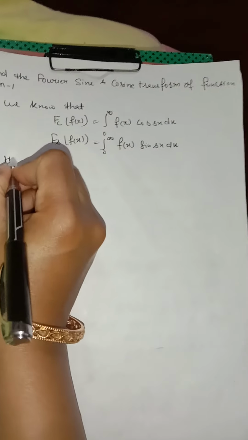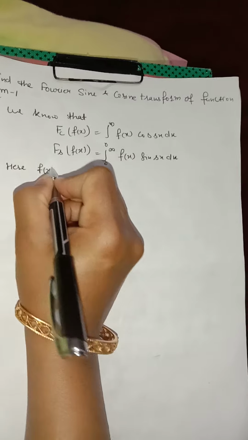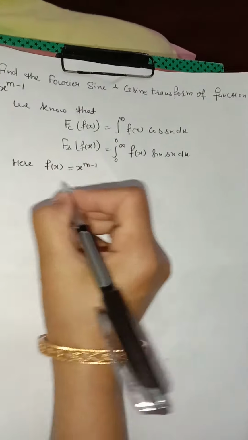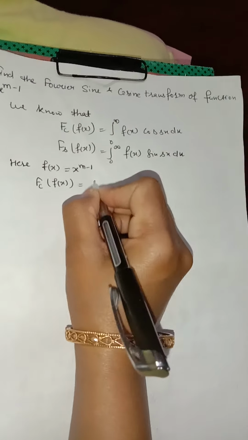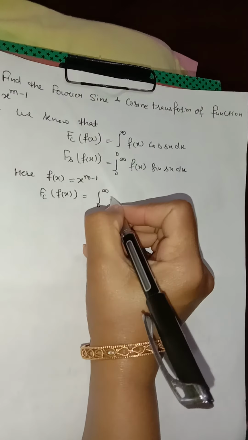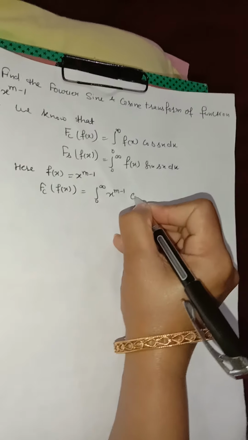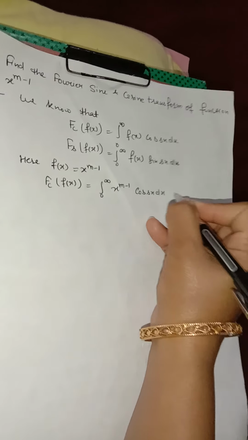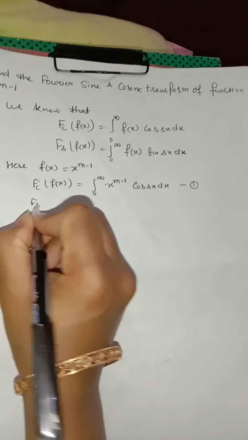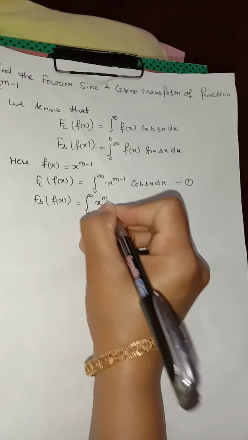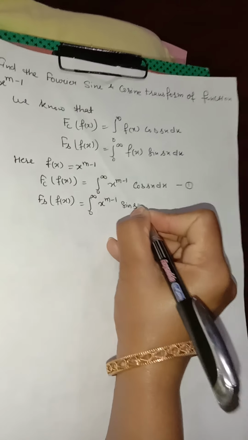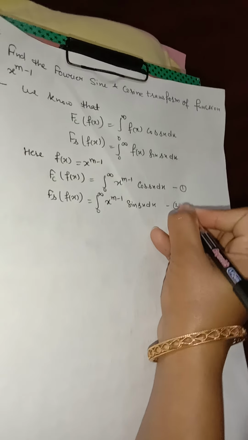Here f of x is given x raised to power m minus 1. Now Fourier cosine can be written as integral 0 to infinity, substituting the value of f(x), x raised to power m minus 1 cos sx dx. Assume that equation first. Fs of f(x) is integral 0 to infinity x raised to power m minus 1 sine sx dx, equation number second.